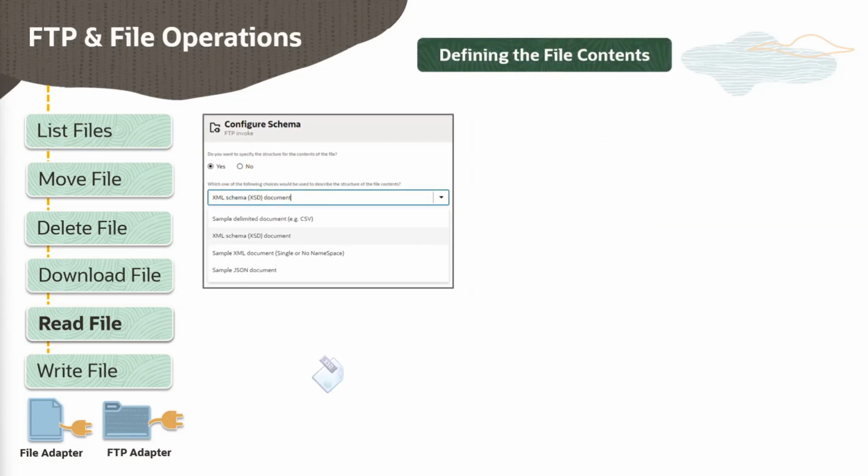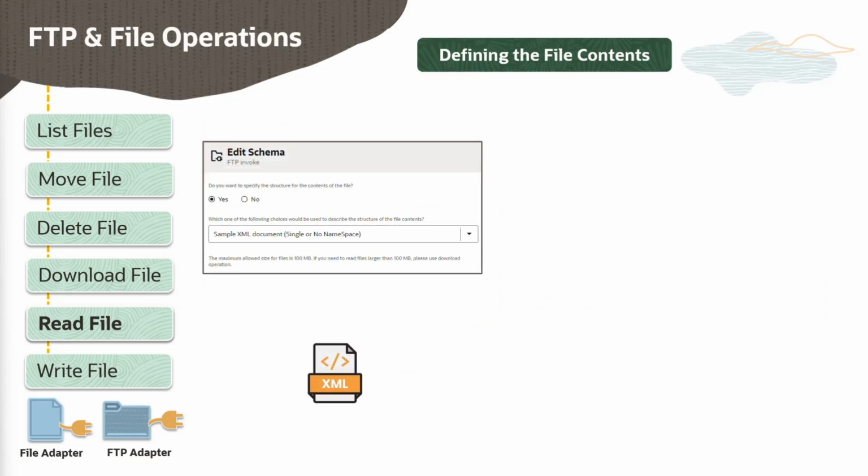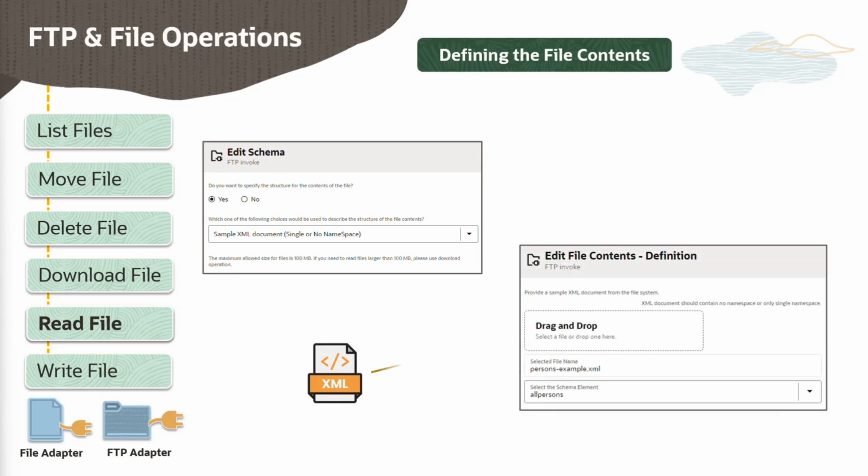So one option is to provide an XML schema document which defines the structure of the file. Then on the Configure File Contents Definition pane, you simply drag and drop that schema. Then select the schema element that defines the file structure. Of course, if you don't have the schema file, a sample XML file will work as long as it defines only a single namespace or uses no namespace at all. And then you just select the schema element.